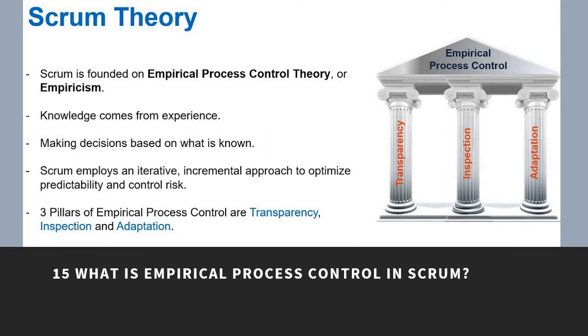What is the empirical process control in Scrum? Scrum is founded on empirical process control theory, or empiricism. Knowledge comes from experience, making decisions based on what is known. Scrum employs an iterative, incremental approach to optimize predictability and control risk. The 3 pillars of empirical process control are transparency, inspection, and adaptation.